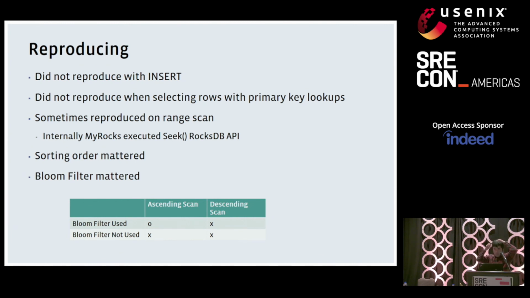We verified that this issue didn't happen with inserts, and didn't reproduce when selecting records with primary key lookups, but sometimes reproduced with range scans, and sort ordering, like order by ascending or descending, mattered for the results. RocksDB has an internal feature called Bloom filters, and the Bloom filter also mattered. After testing various scenarios, we categorized it like this: when the Bloom filter was used and we used an ascending scan, we didn't hit the issue. Otherwise, we hit the issue.